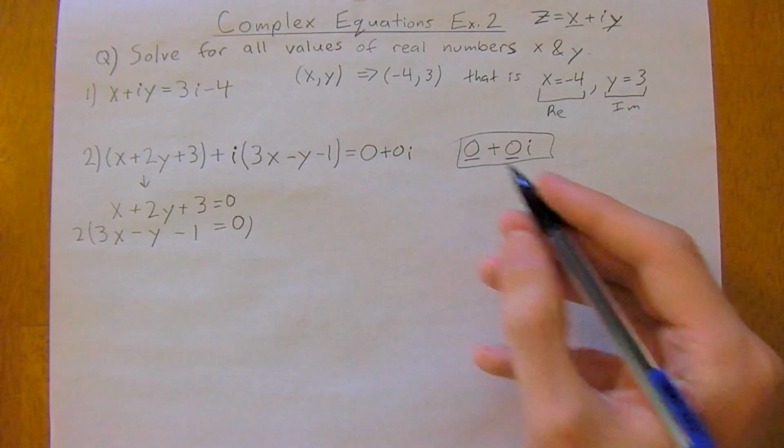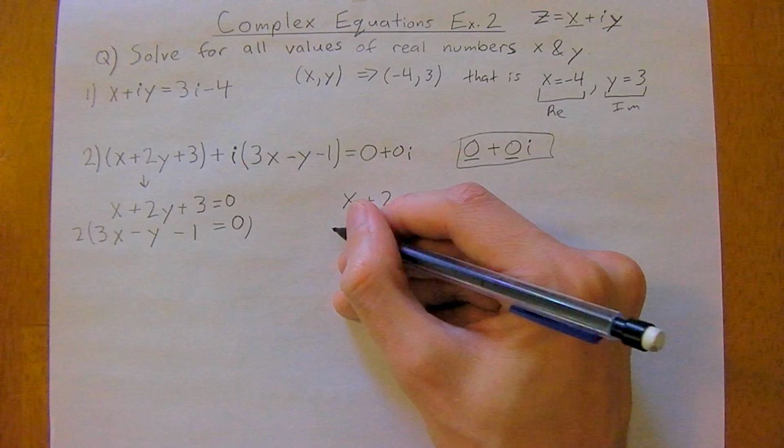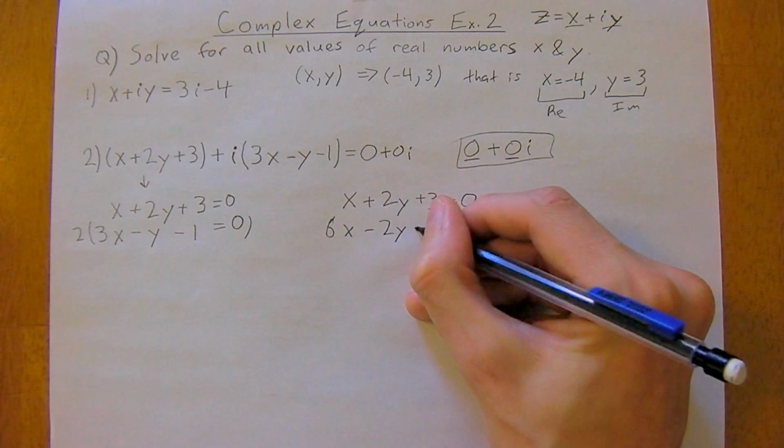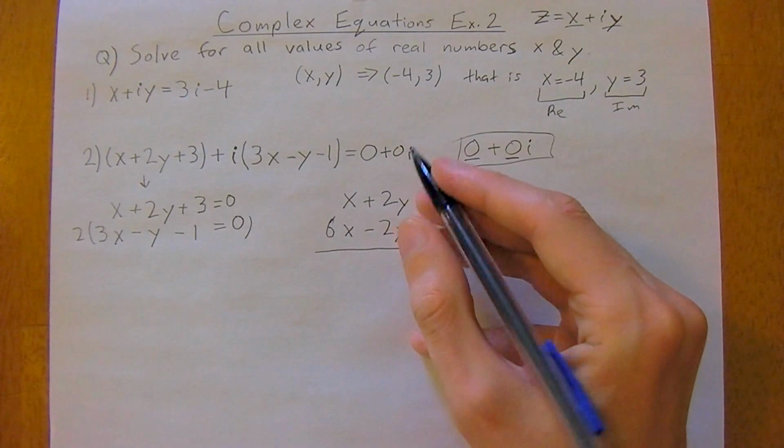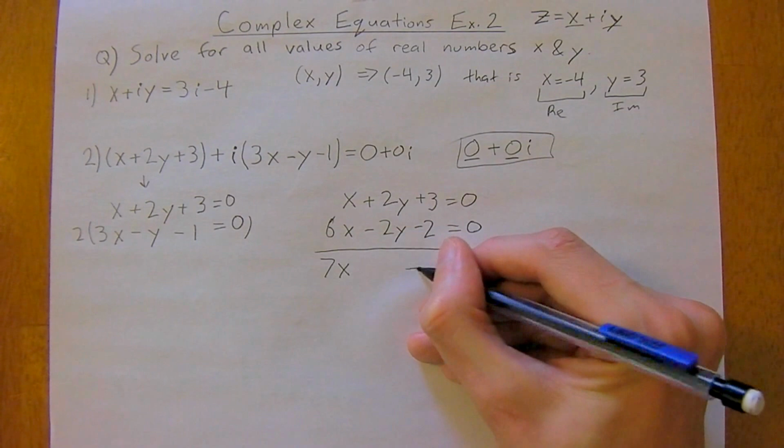Multiply by 2, just write it over here again. So we have x plus 2y plus 3 equals 0. Then we have 6x minus 2y minus 2 equals 0. And this comes out, well, x plus 6x, we get 7x. Plus 2y minus 2y is just zero. Then we get plus 1, 3 minus 2, is equal to 0.